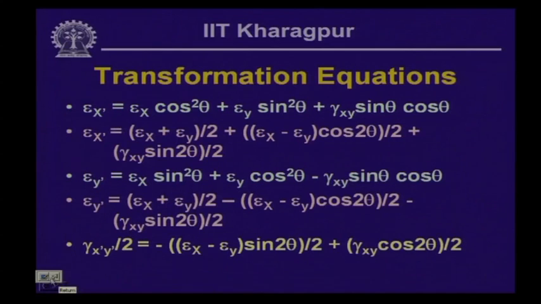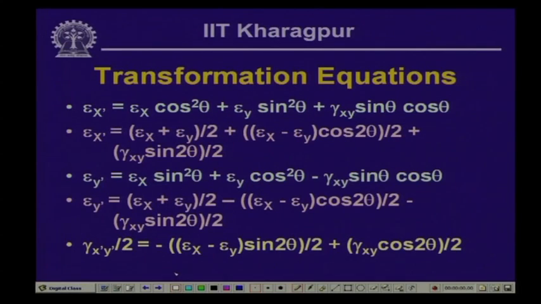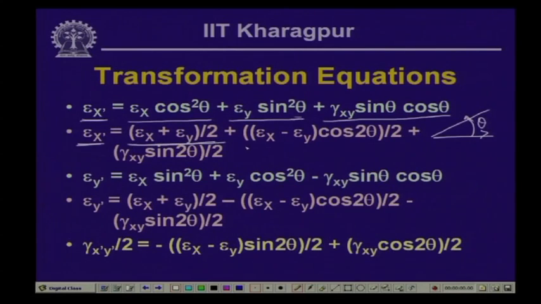Now, the transformation equations which we had derived last time: epsilon x, the normal strain in the x direction, is epsilon x cos square theta plus epsilon y sin square theta plus gamma x y sin theta cos theta, where theta is the angle oriented anticlockwise with reference to the x axis, and thereby epsilon x dash can be written as epsilon x plus epsilon y by 2 plus epsilon x minus epsilon y by 2 times cos 2 theta plus gamma x y sin 2 theta by 2.